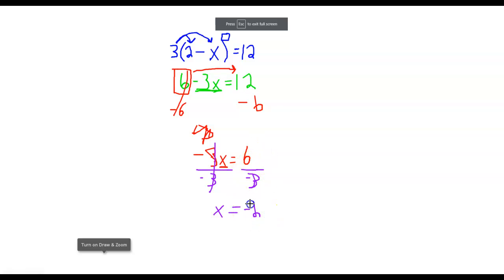It's negative 2. Remember, a positive number divided by a negative number is a negative number. Okay? So I just used algebra to prove that x in this equation here is equal to negative 2. Okay?